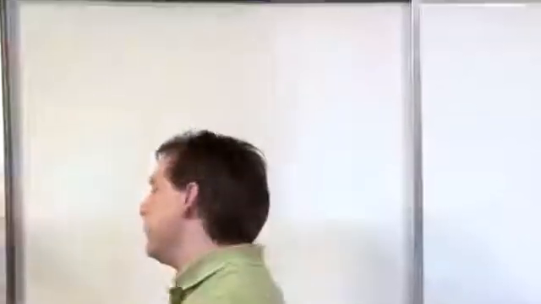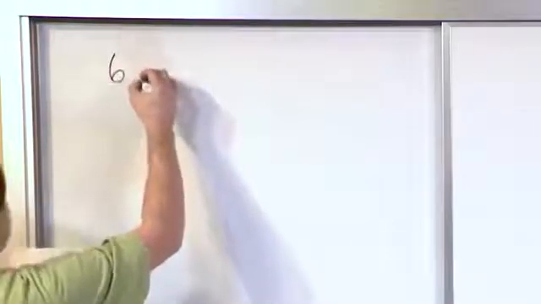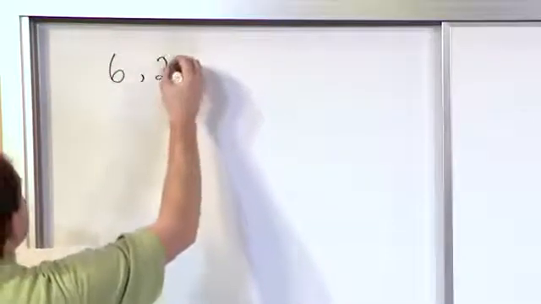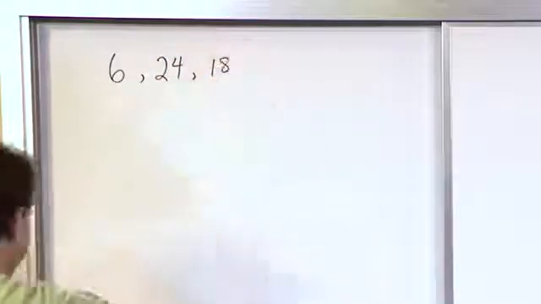Well, you see, it doesn't matter if you're given two numbers or three numbers or four numbers or whatever. You can do the same process for as many numbers as you have. So what we're going to do here is apply it to three numbers to give you an idea of how to do that. So if you wanted to find the greatest common factor between the numbers 6, 24, and 18, then here's how you would do it.